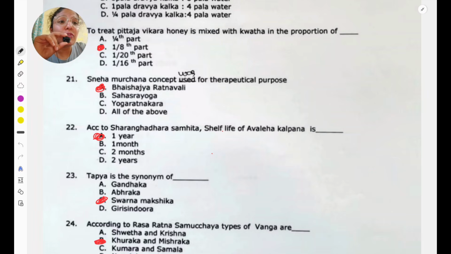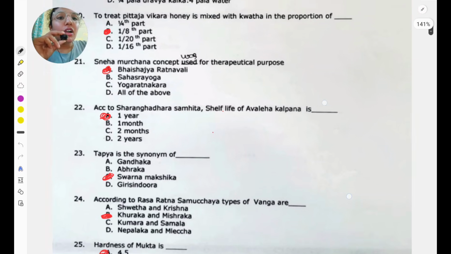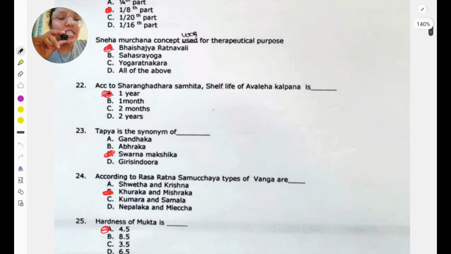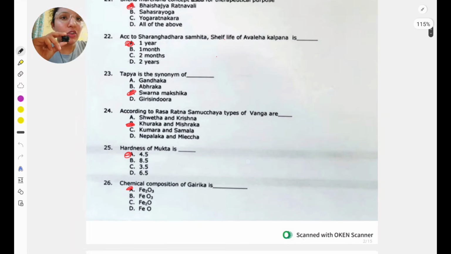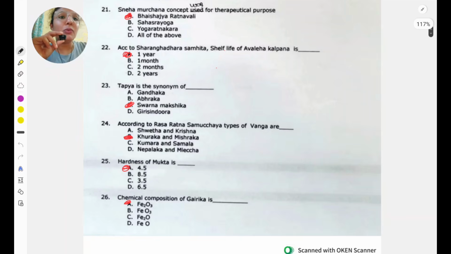Sneha Pakshepa concept is therapeutically explained in Bhaishajya Ratnavali. So the question is where the Sneha concept is therapeutically explained. It is a concept usually not explained in our classical texts but is explained in the Laghutrayi, Bhaishajya Ratnavali, etc. According to Sharangdhara Samhita, the shelf life of Avaleha Kalpana is 1 year. In the coming questions, I will explain these things to you.